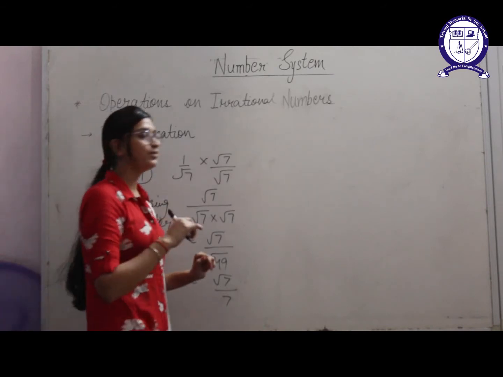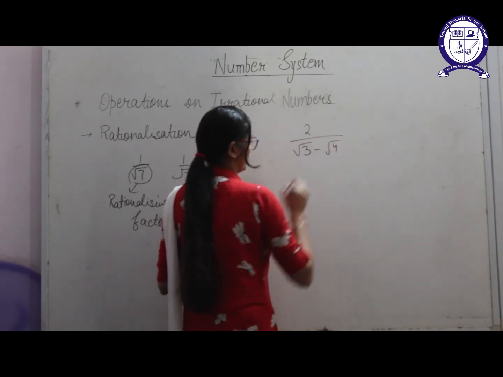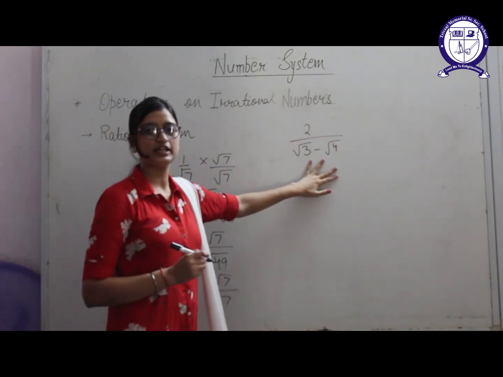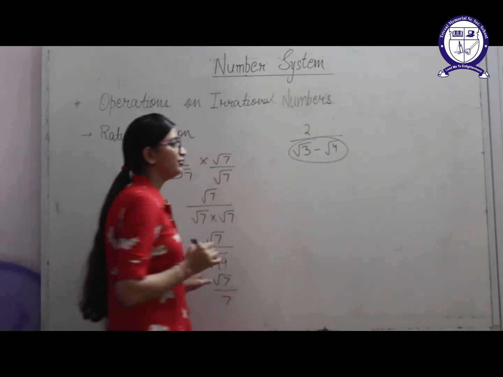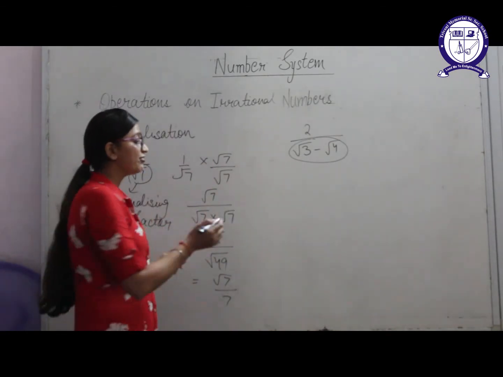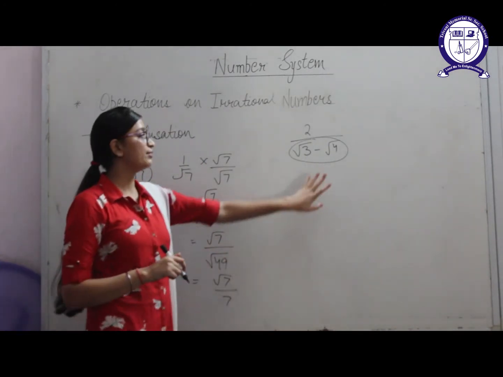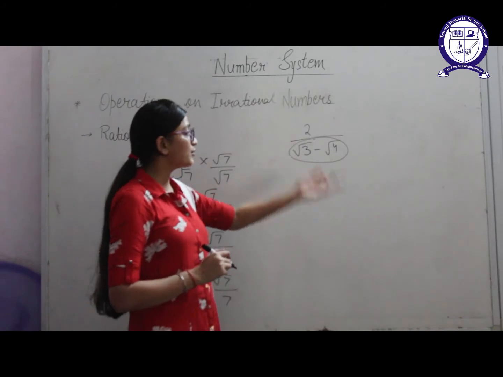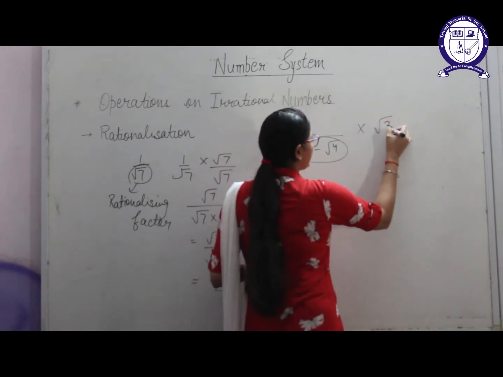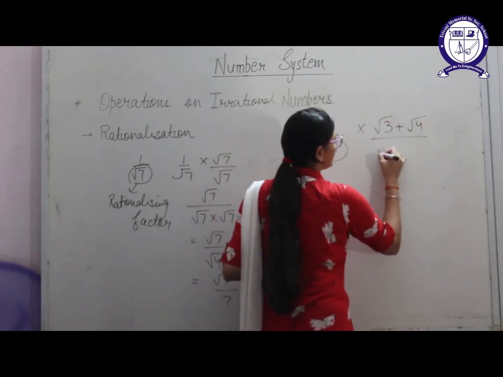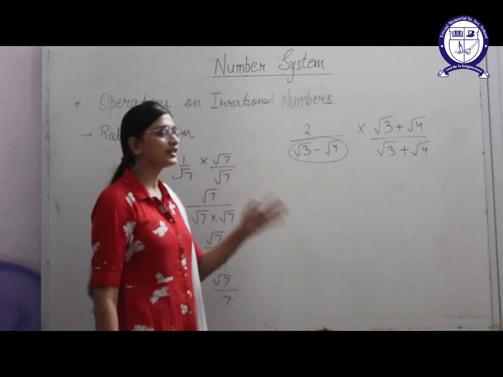But now there is one more type of question. Suppose we have 2 upon root 3 minus root 4. Okay, there are 2 irrational numbers in the denominator. So we know that this is the rationalizing factor and we need to eliminate it. But if I multiply root 3 minus root 4 by root 3 minus root 4, this number will not get eliminated. So what I'm going to do is change the sign of this factor. We will multiply and divide it by the addition of these numbers, because if I take minus over here, the root part will not get eliminated.